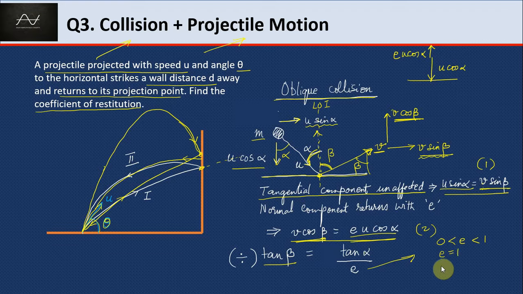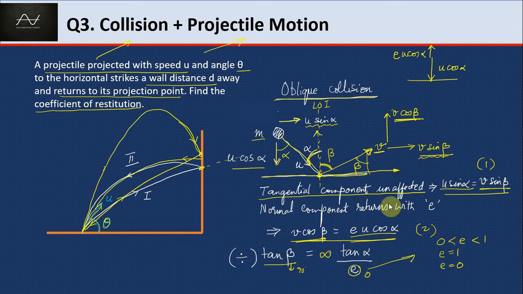And if e is equal to 1, then tan beta is equal to tan alpha and alpha is equal to beta. And if e equal to 0, then what happens? That is a perfectly inelastic collision. So that means if this is 0, then this entire thing is infinity. That means beta goes to 90 degrees. Beta goes to 90 means what? That after the collision, it will slide down like this. It won't bounce at all.